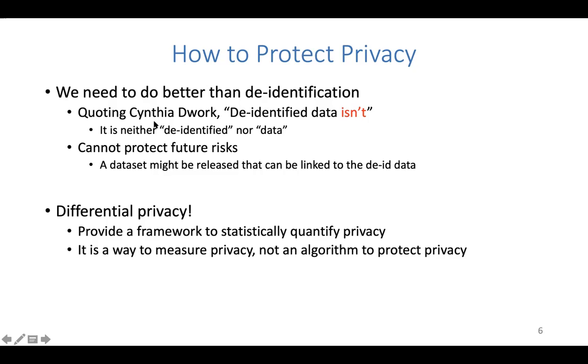So de-identification or anonymization cannot protect against future risks, because a data set might be released in the future. If you as a company release a data set, and in the future some other organization releases some other data set that seemingly has nothing to do with yours, there might be a researcher who could link those data sets together to re-identify individuals, just like the Netflix Prize data set.